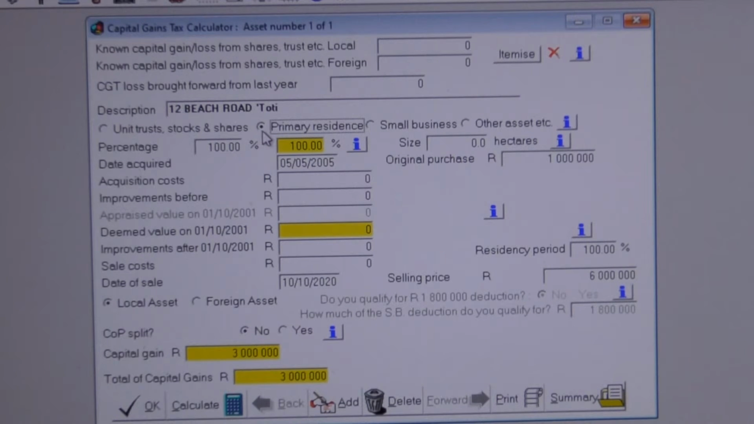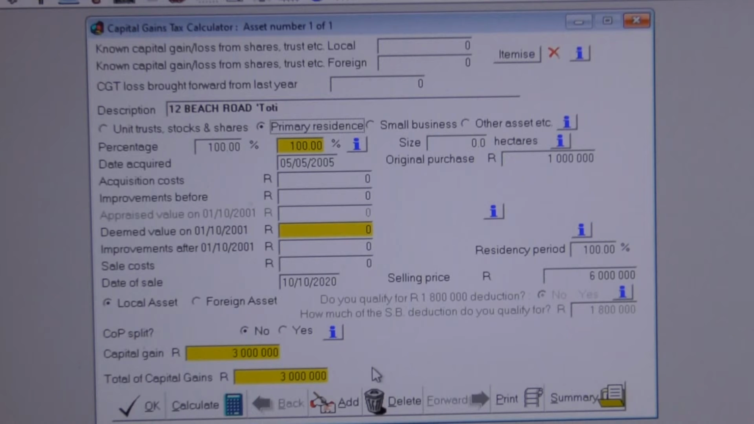All we need to do is change the type of asset by selecting the primary residence button here. We can immediately see that the amount going towards capital gains tax has dropped from 5 million to 3 million. This, of course, is because the profit on a primary residence sale qualifies for a 2 million rand exemption. If the selling price was less than 2 million rand, then capital gains tax does not apply at all, and this is an important thing to remember.